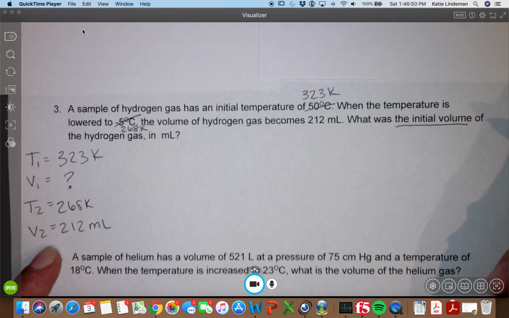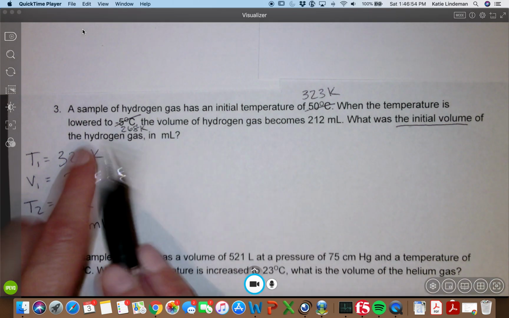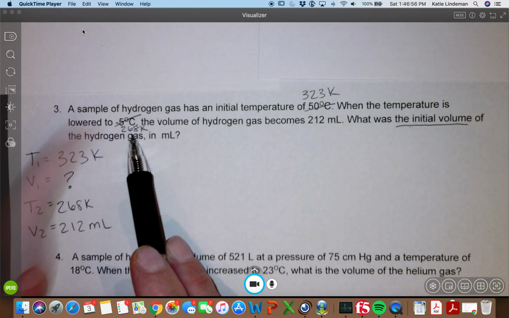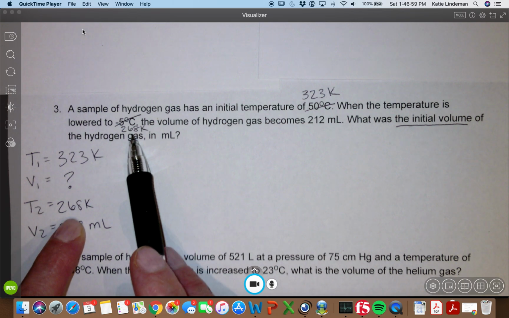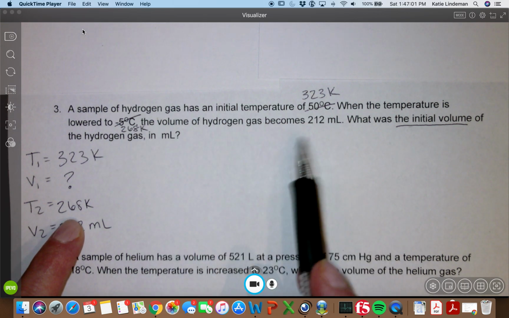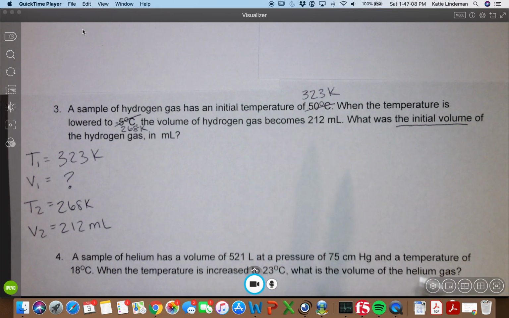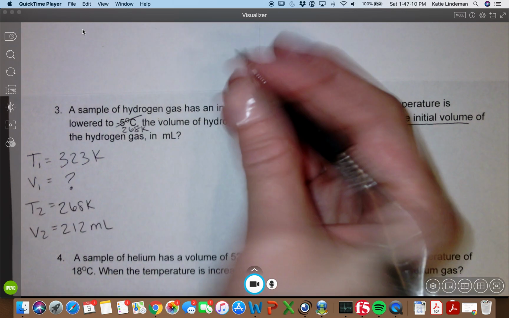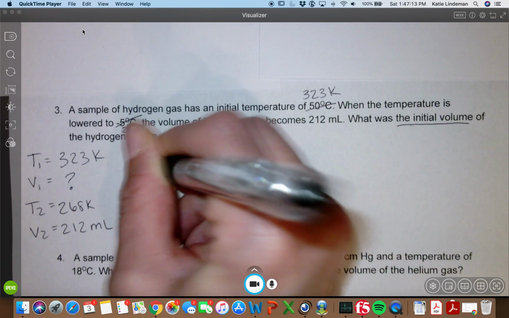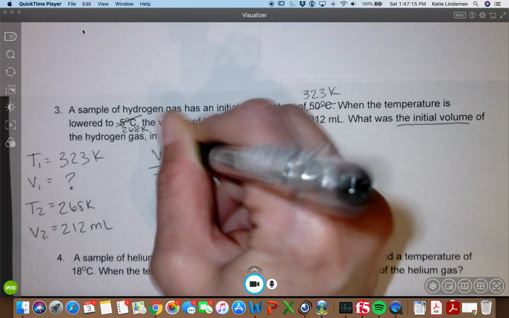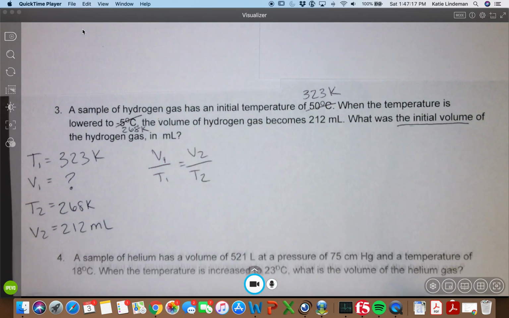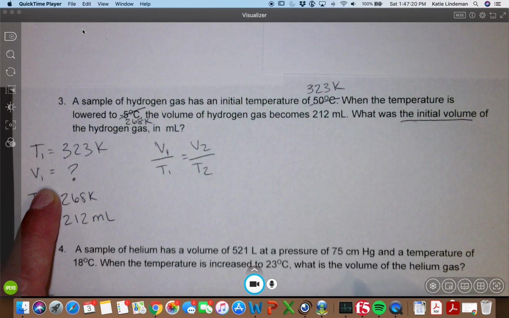But just looking at my reading comprehension, we have temperature lowered to something, so that gives us a hint that that's the new temperature. And also the volume becomes something, which also gives us another tip that this is volume 2, okay? So now I just want to write out my formula. So V1 over T1 is equal to V2 over T2. I'm solving for V1, so that's what I want to shift this equation around to solve for.